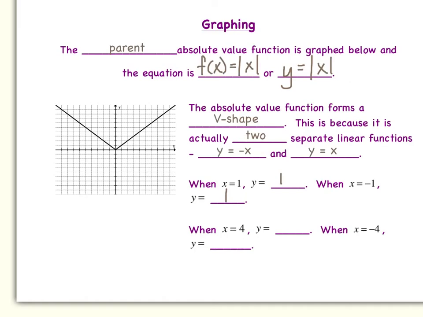What about when x equals 4? So let's go to the right 4 units, and to get to our line, we have to go up. How many units? We have to go up 4 units. So when x is 4, y is 4. Now let's find out what y will be when x is -4. We go to the left 4 units, and we go up how many units? We go up 4 units. So when x is -4, again, y will be +4.